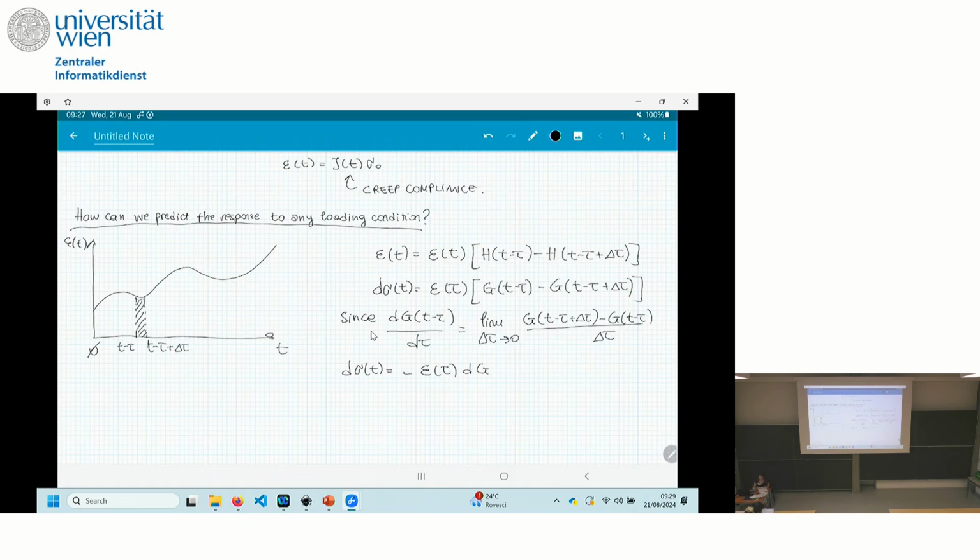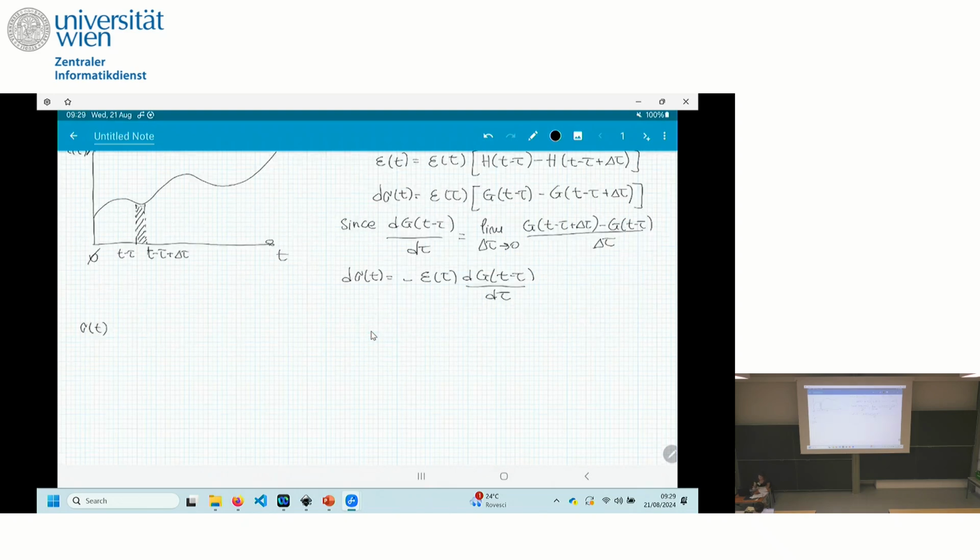Okay, so if we do integrate the contribution of all these elements from 0 to the time t that we want to compute the stress at, of epsilon of tau times the derivative of the relaxation modulus with respect to tau, d tau. Just bear with me one second. We have one extra term, which is the relaxation modulus times epsilon of t.